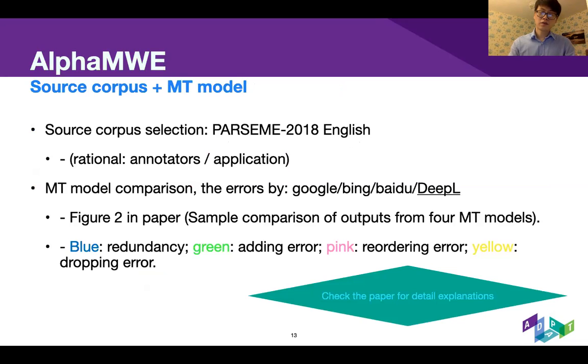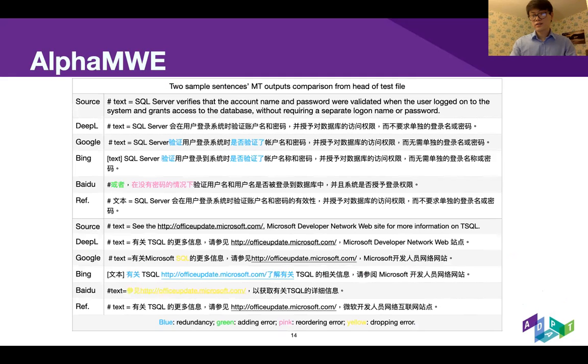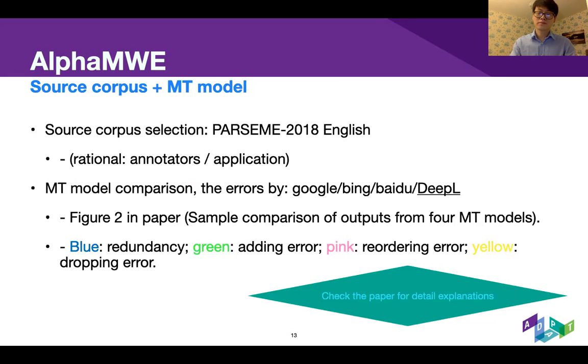During this procedure, we compared the 4 state-of-the-art machine translation models, including Google, Microsoft Bing, Baidu, and DeepL. We chose DeepL as the final machine translation engine for several reasons. Also, machine translation models make many errors, where we use blue as redundancy error, green as adding error, pink as reordering, and yellow as dropping error. And we suggest readers read our paper for these interesting examples.